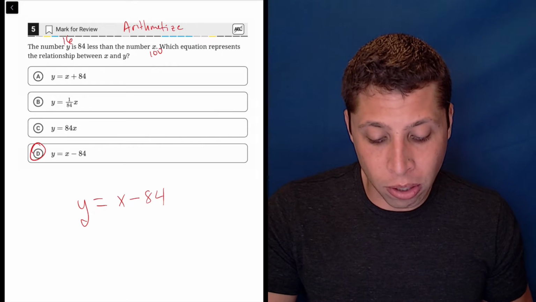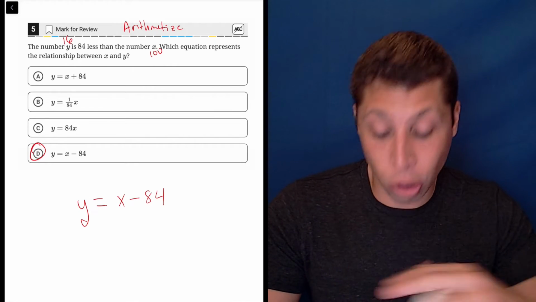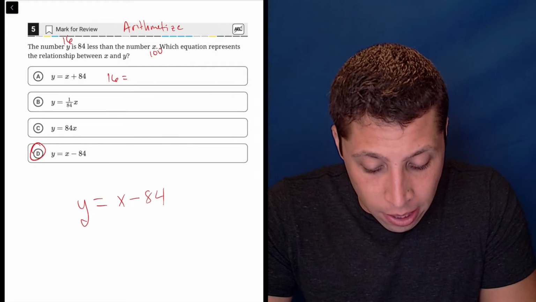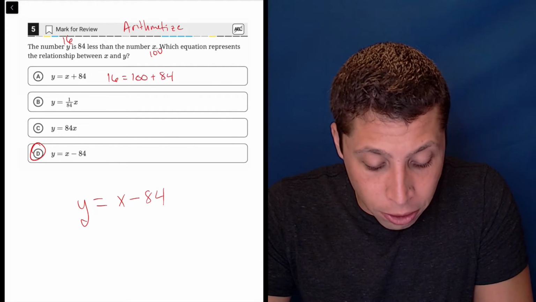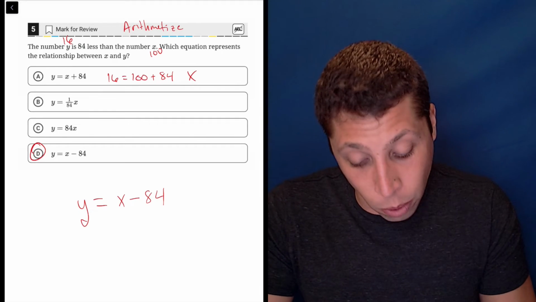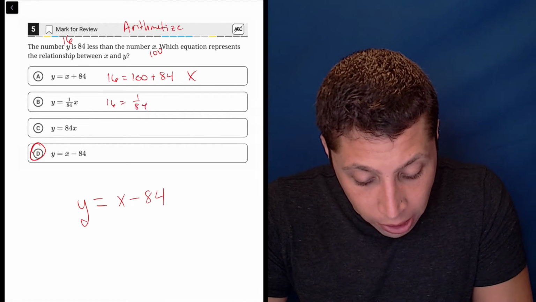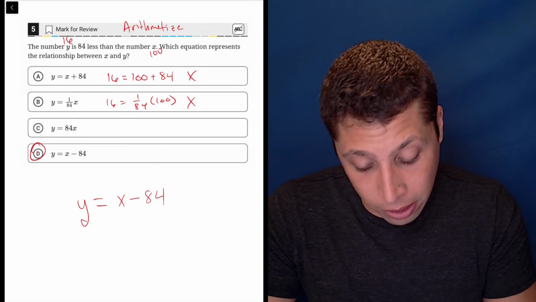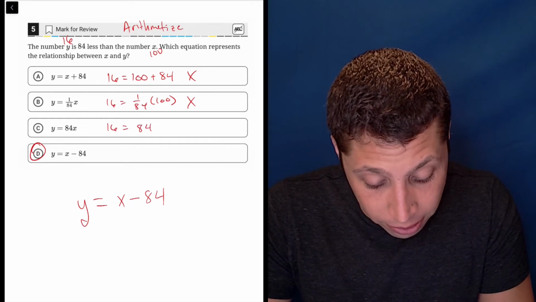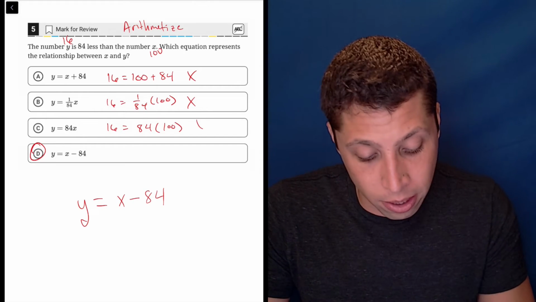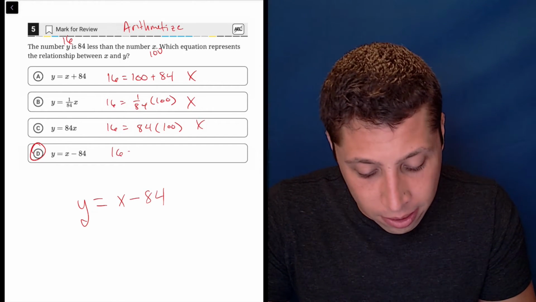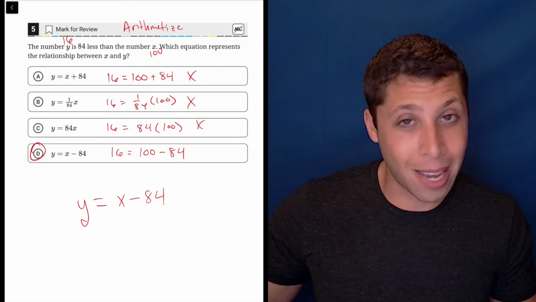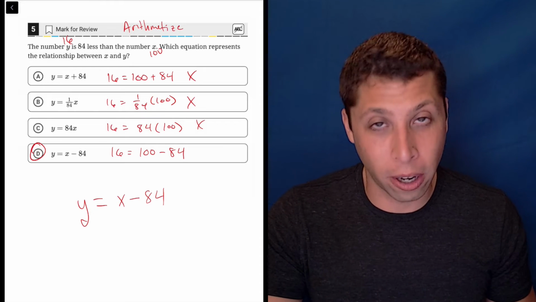Now, when we go to the answer choices, we are looking to get a situation where that works out. So y is 16, x is 100, but 100 plus 84 is not 16, so that doesn't work. 1 over 84 times 100, also not going to be 16. We can test it in the calculator if we need to. And then 16 is definitely not 84 times 100, so that doesn't make sense. But look, 16 is 100 minus 84. Test in the calculator, it's the same step you did before, and it does work, so there you go.